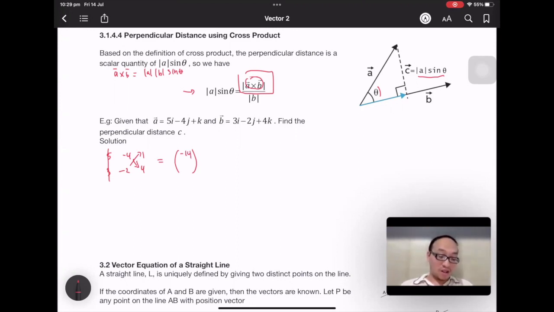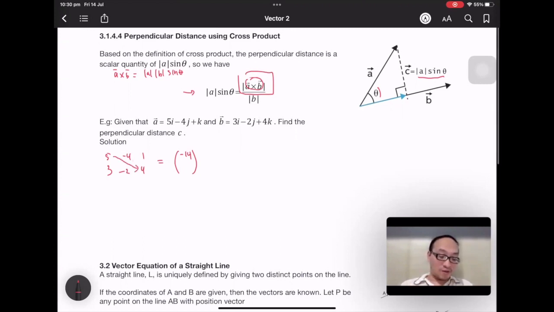And then for the second row, I close the second column. This is 5, 3. And then 5 times 4 is 20 minus 3. So 17. But don't forget, in the middle, we should put negative. So it's negative 17. Okay, I erase again.